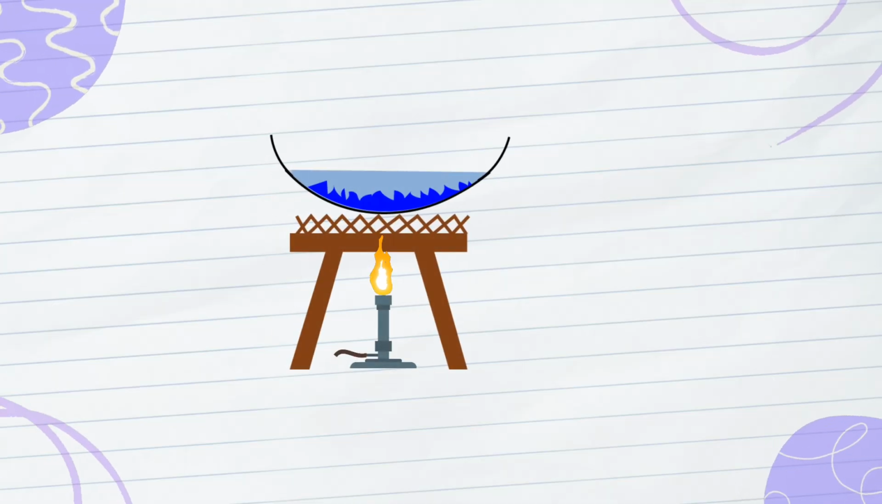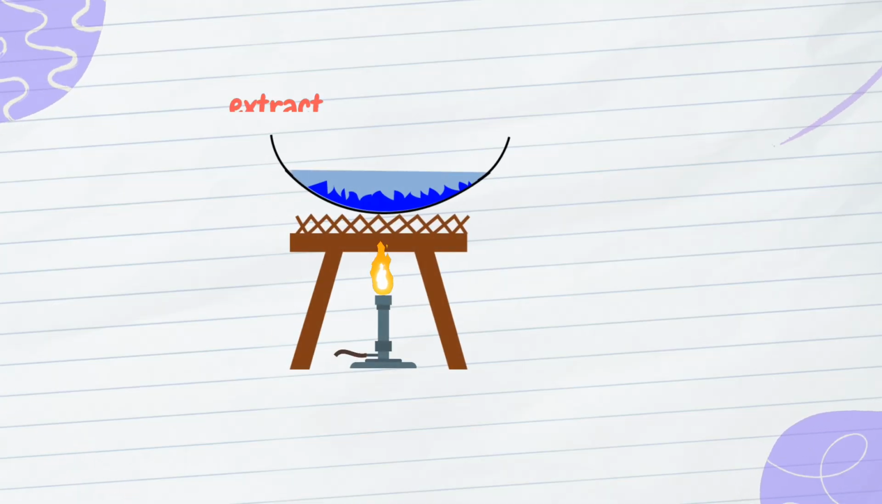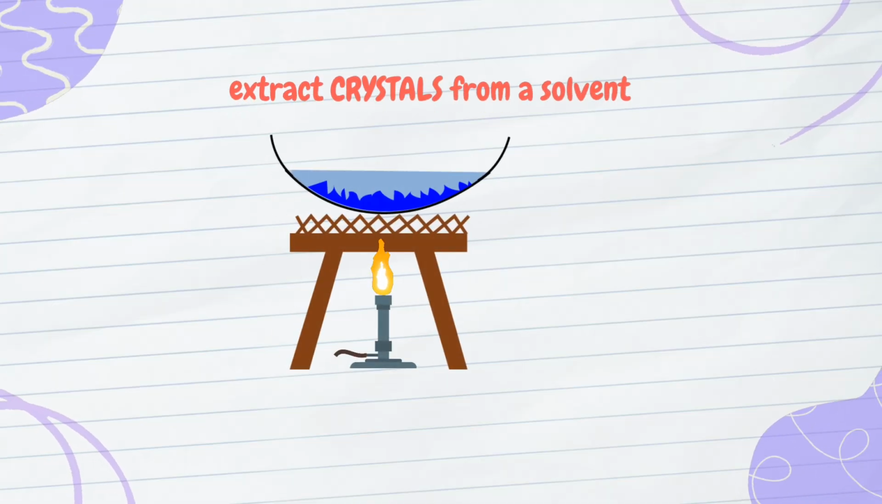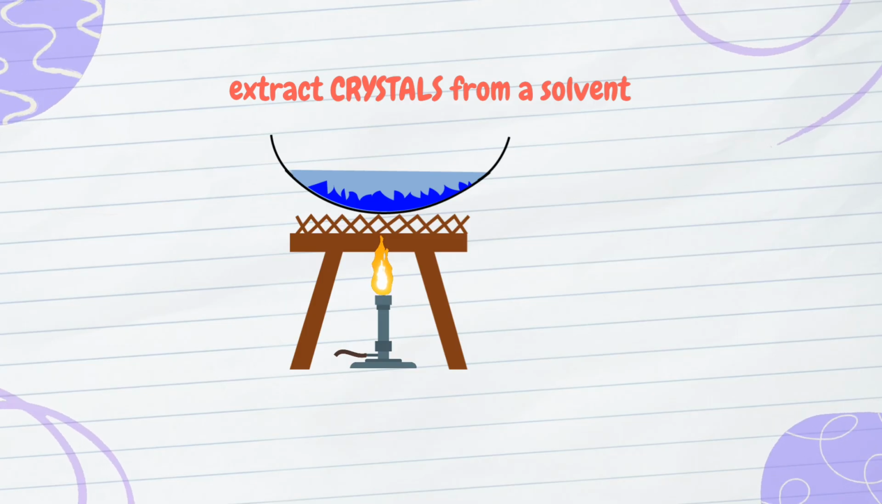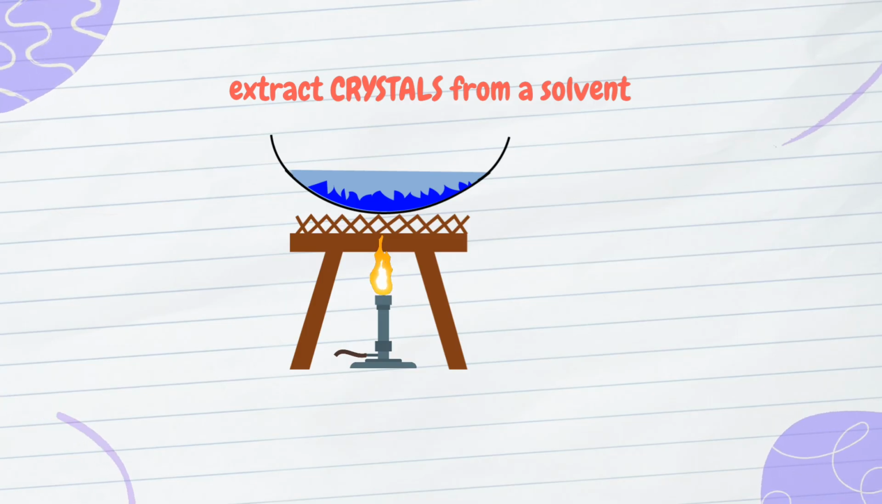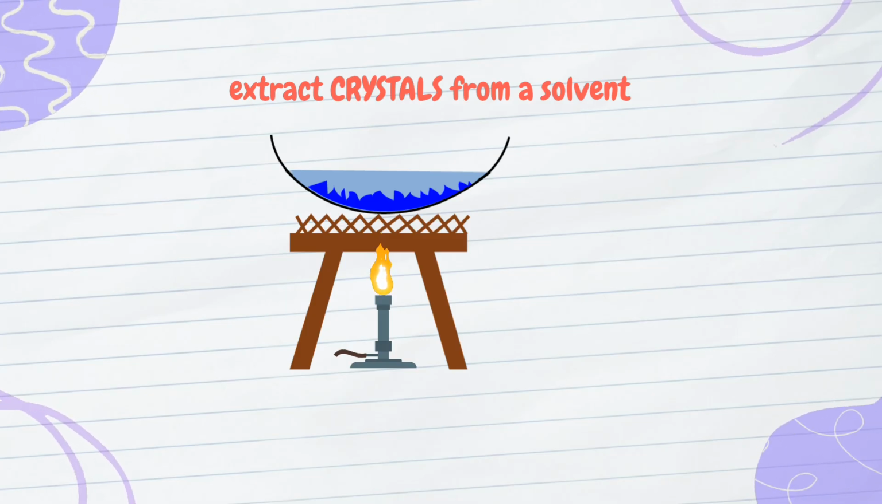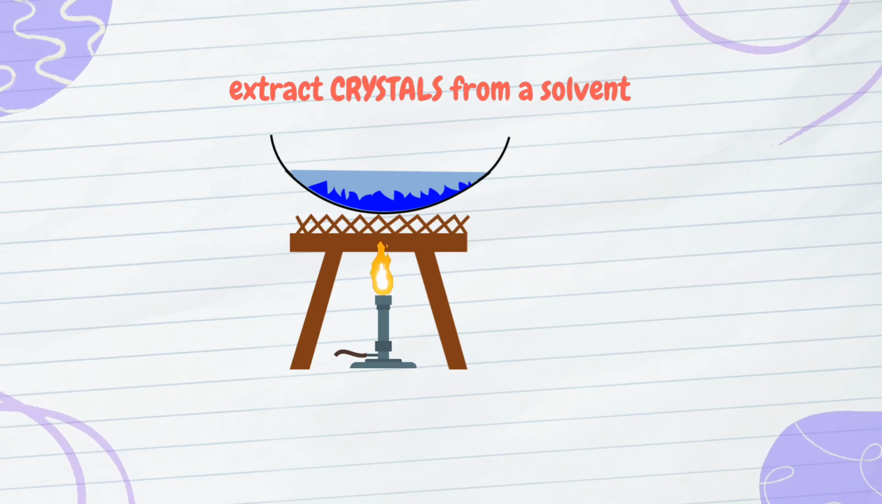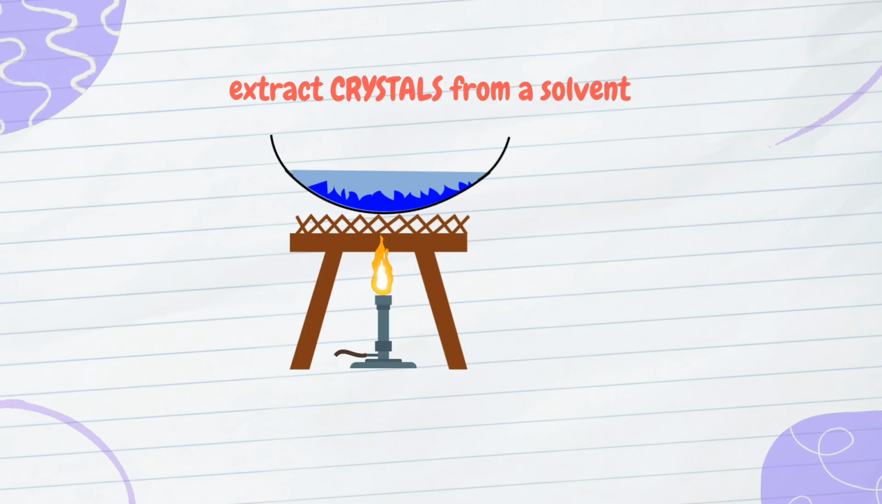To recap, evaporation is a separation technique used to extract crystals from a solvent through the application of heat. It separates soluble solids from the liquid mixture. The solution is gently heated until it becomes saturated. This causes the solutes to form crystals. The crystals can then be removed from the solution.